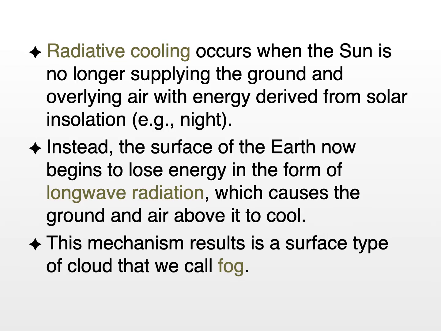The final mechanism that can create clouds is radiative cooling. Radiative cooling occurs when the sun no longer is supplying incoming shortwave radiation. Instead, the mass of air starts cooling and losing long-wave radiation to the sky above. And if enough cooling occurs, clouds can form. When this occurs on the ground surface, we call it fog.